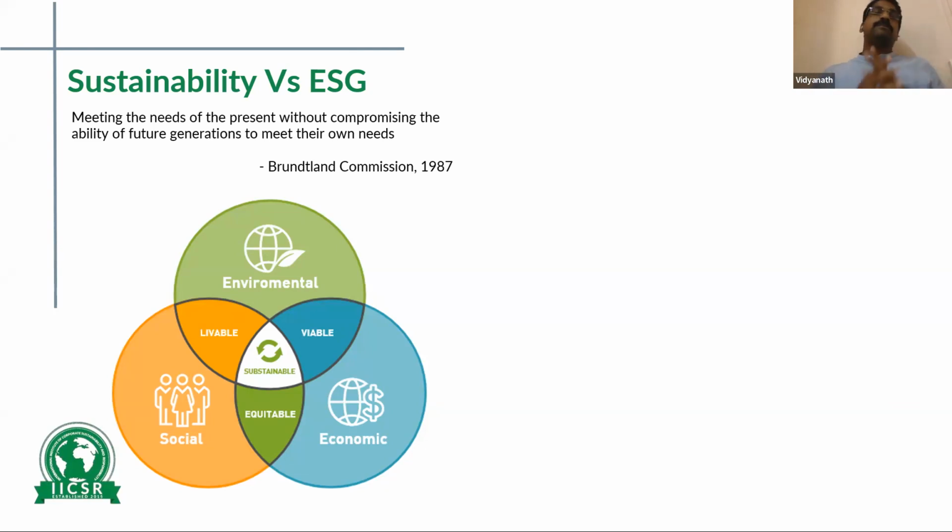So the definition means that you are meeting your own requirements today without exploiting the resources, and you are creating an opportunity for your future generations to meet their own needs. You're not touching their requirements and resources. So this is what the definition of sustainability means. All clear? Any questions?